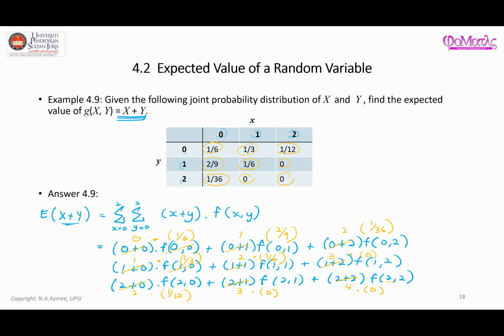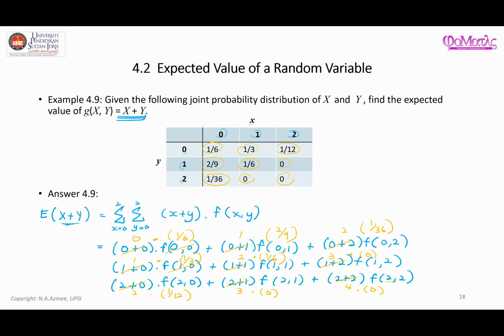So you will see that the final result, when you consider all this process, is about 1.1111, or you can also express it as 10 over 9. All right, let's move on to the next example.